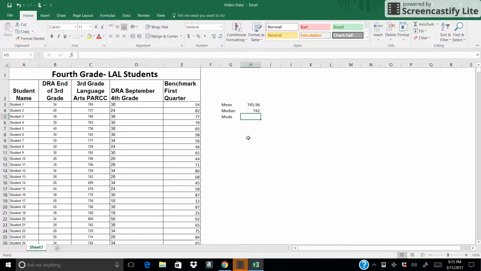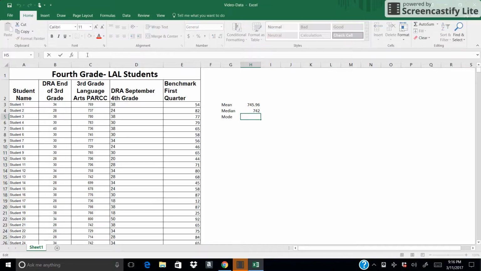Next, we're going to find the mode, the last measure of central tendencies. The mode is the number that occurs most frequently in a data set. To do this, you would list all of the numbers in a distribution list and then tally the number of times this number appears. There is no formula for computing mode. However, Excel will do this for us.